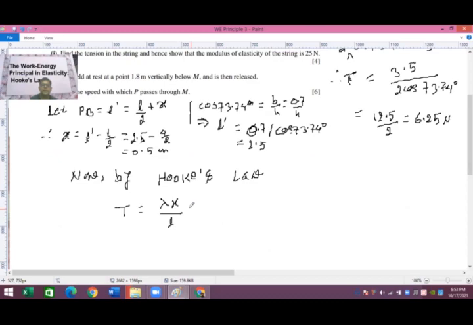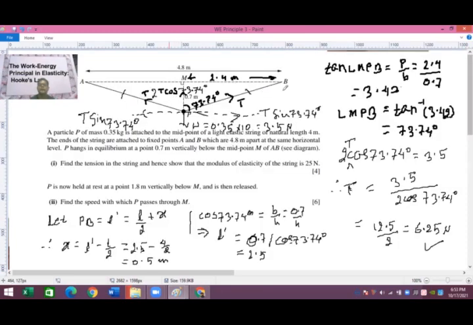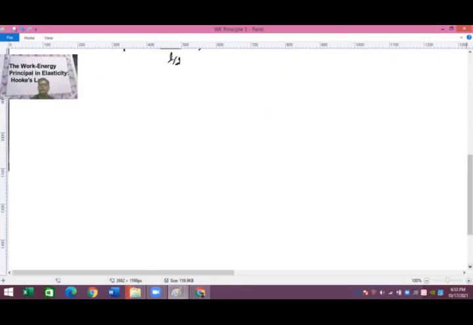Here you can say that the value of T that we have already obtained is, you can see here, 6.25, so you can write here 6.25 equals to lambda x. Lambda we don't know, we have to find, and x value is 0.5, and the original length, instead of L, now it is L by 2, because we are taking it from half of this original length only. So in place of L, you can write here L by 2.